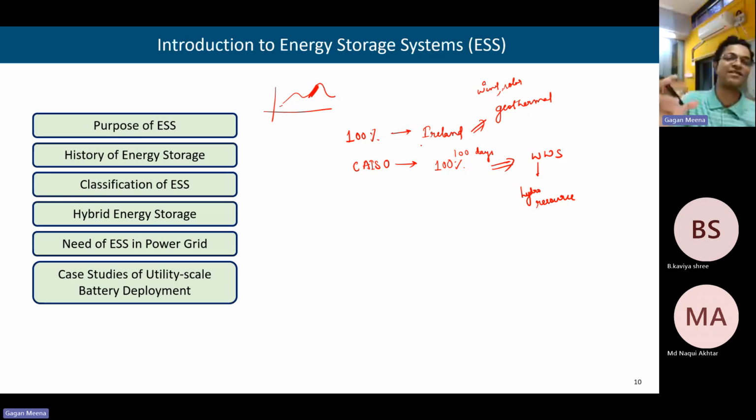Because we need a resource which can provide the flexibility requirement. If we want to cut down the conventional generation because of the CO2 emission, the carbon footprint, then we need to resort to hydro. But the problem is hydro is geologic. It's dependent on the geology. Not each and every grid has that amount of hydro resource. It is location specific.